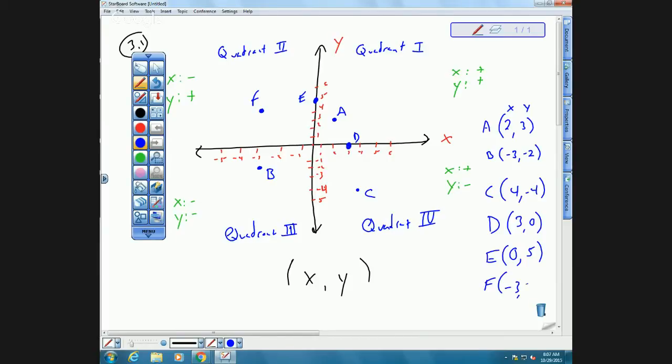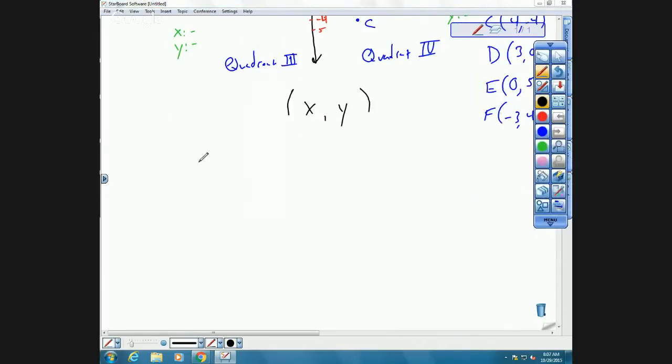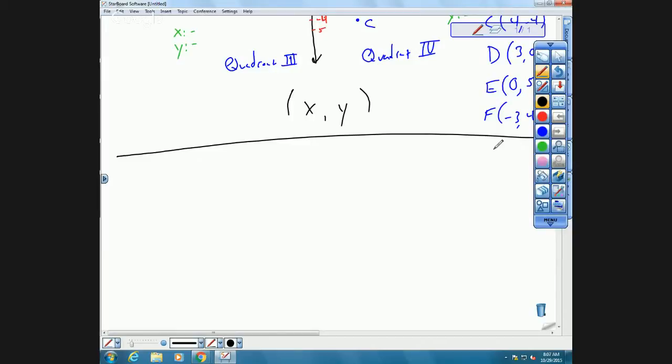It'd be -3, 4. Yeah, so X is -3, Y is 4. All right, so that's a lot of this section. I'm just kind of introducing you to that. The other part of this section would be starting to look at the equation of the lines algebraically.